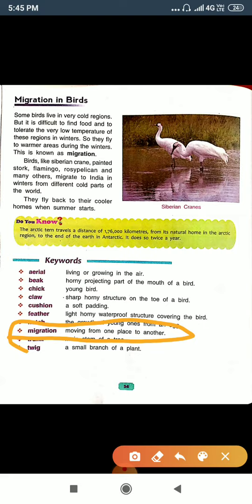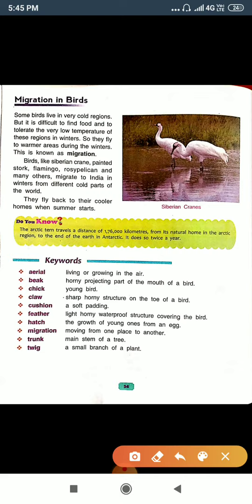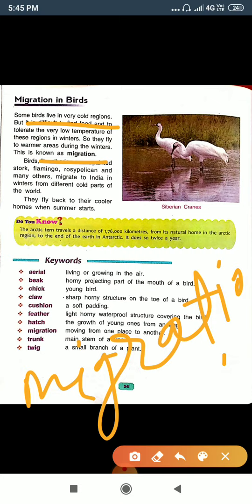So migration in the birds takes place. Why? Because some birds live in very cold regions, and it is difficult to find food and to tolerate the very low temperature. So they fly to warmer areas during the winters. This is known as what? Migration. Okay, so you will learn this.